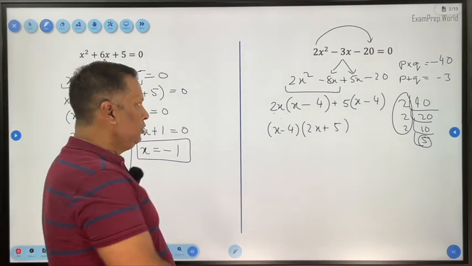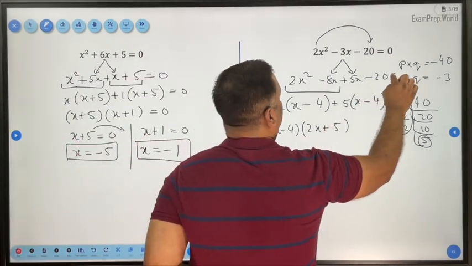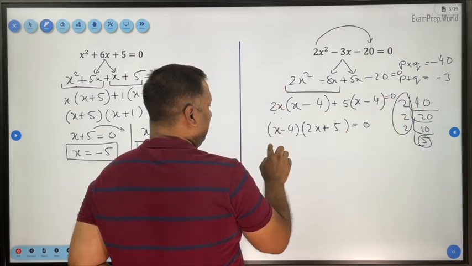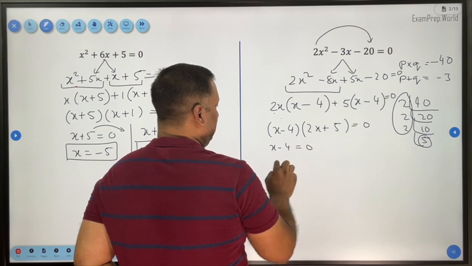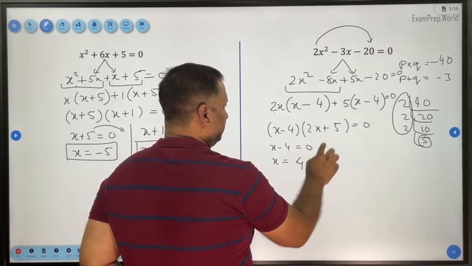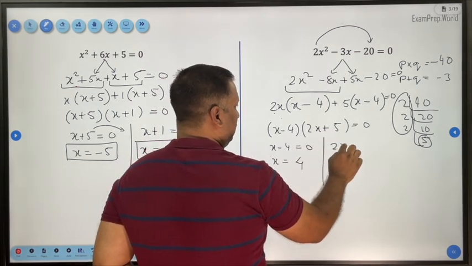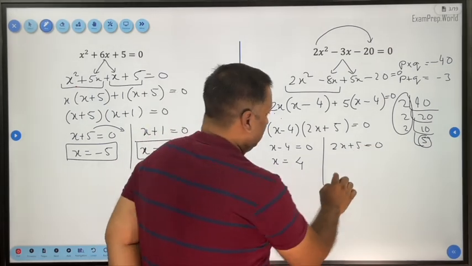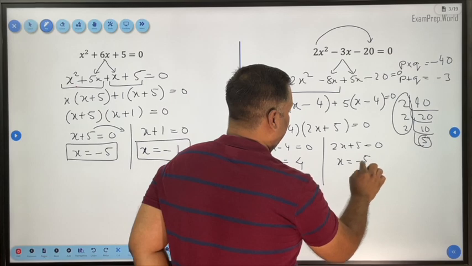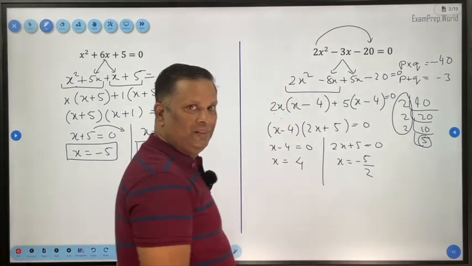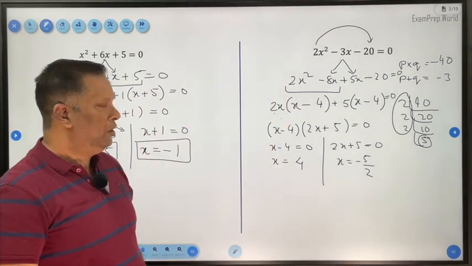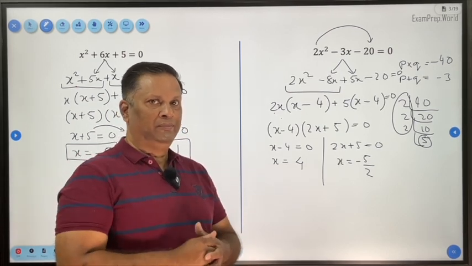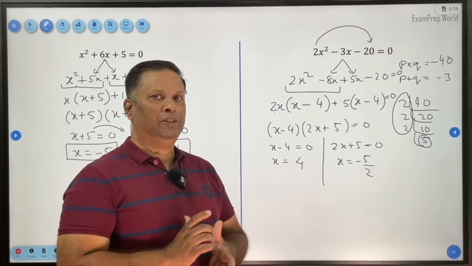Now, finding the roots, it's always equal to 0. So equate x minus 4 equal to 0, x equals 4. Second, equate 2x plus 5 equal to 0, so x will be equal to negative 5 by 2. Clear? So my request again and again: pause the video, write it. Writing is the best form of practice.